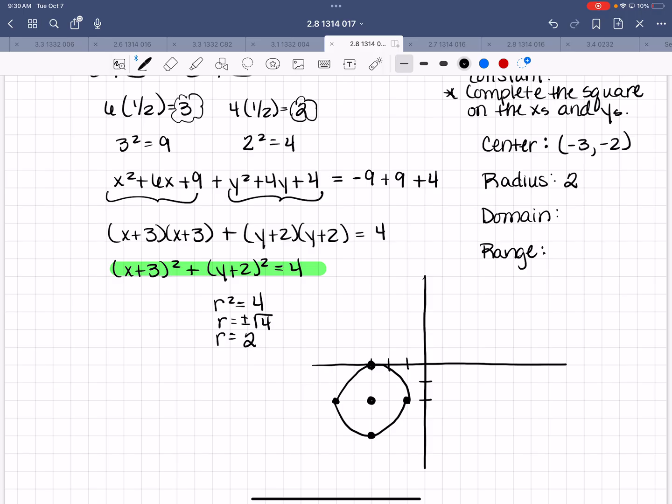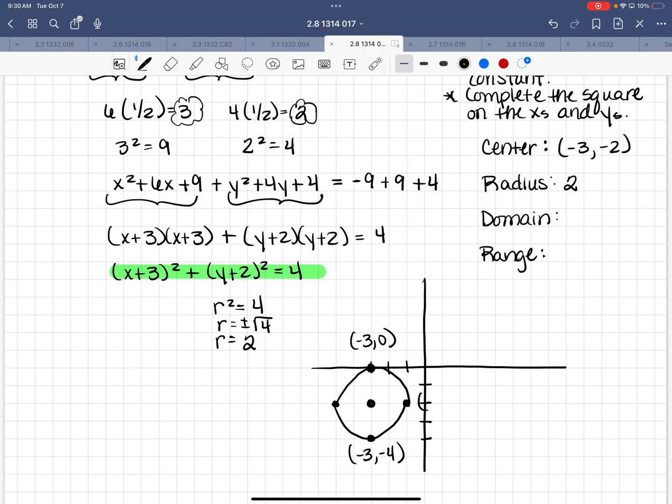Oh, well. Okay, so I'm going to list those points. I've got a point at -3, 0. I've got a point at -3, what is that, -4? Should be, because radius times 2 is 4. Got a point at -1, -2. And then I have a point at 1, 2, 3, 4, 5, -5, -2.